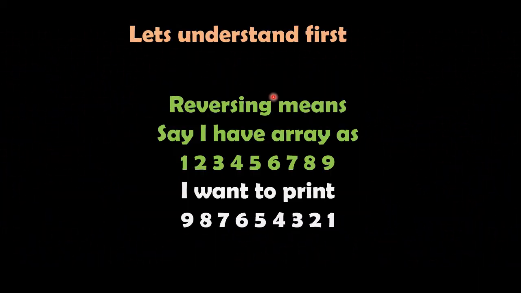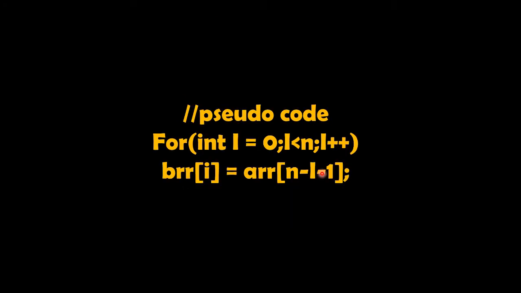So let's first understand what reversing means in terms of an array. Say I have an array declared at some point in my code, and I have entered integer values into the array from 1 to 9. That means the size of the array is 9. And I want to print it as 987654321. That means I want to print the reverse of this array. This is the basic task that I want to perform using the C program. Now let's move on to the pseudocode.